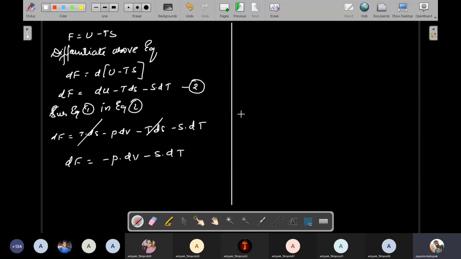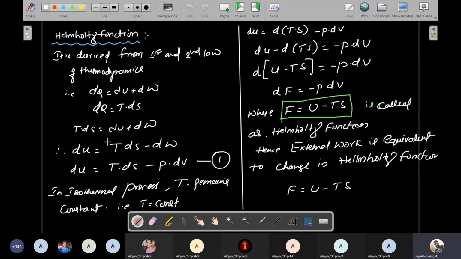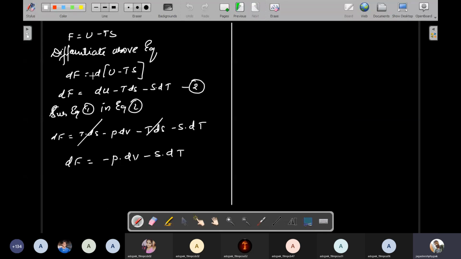So once again, go back. This is the Helmholtz function. It is derived from the first and second law only. So we get the du value from the first and second law of thermodynamics, after then we get the Helmholtz function. Once you define the Helmholtz function, you take that Helmholtz function and differentiate it. Therefore finally we get df is equal to minus p dot dv minus s dot dt.